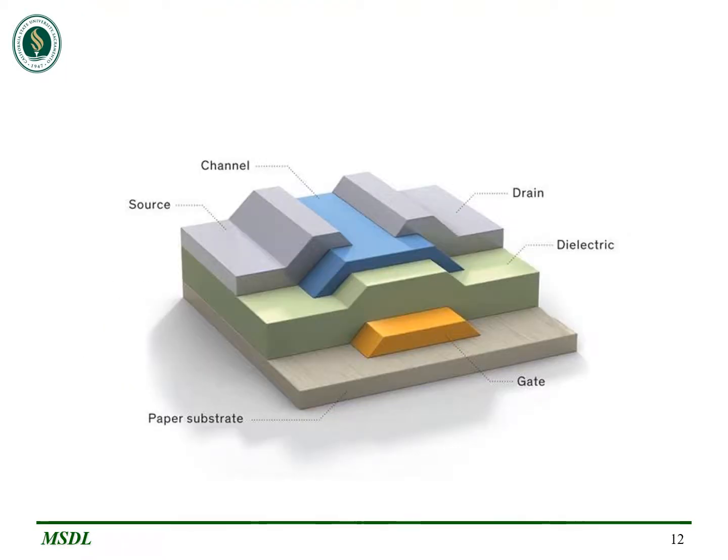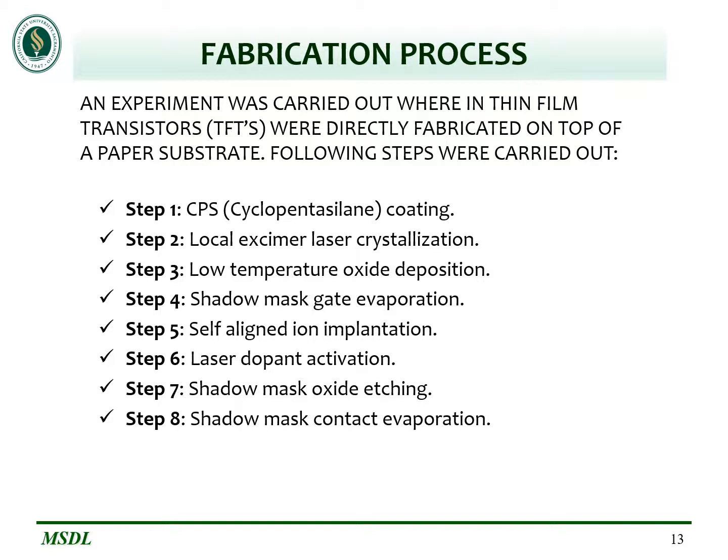On this slide, we can see a single transistor printed on a piece of paper substrate, with all the transistor details shown as layers. We can see the gate, the dielectric, the drain, and the source, and that's how the paper substrate can have a transistor printed on it. Fabrication process: cyclopentasilane is used for solution-based processing of silicon.